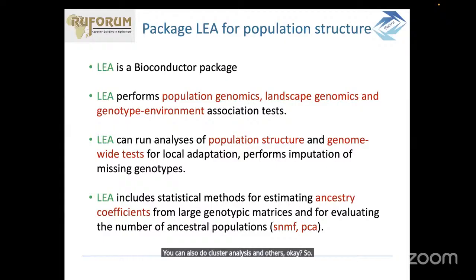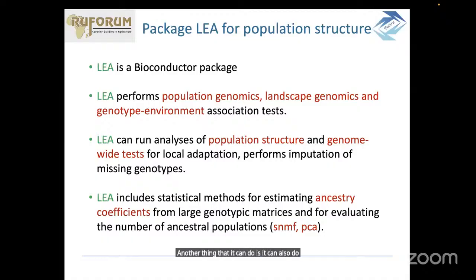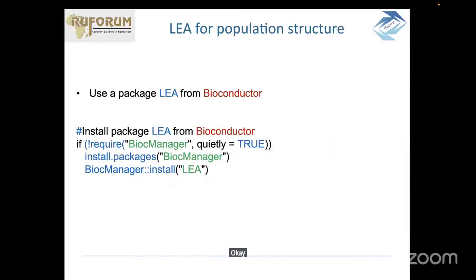In RStudio, we have a Bioconductor package called LEA. This package does population genetics, population genomics, landscape genomics, and genotype by environment. It can also run structure analysis and genome-wide tests for local adaptation. It can also do imputation of missing genotype data, and it includes statistical methods for estimating ancestry coefficients and so forth. We already installed this.